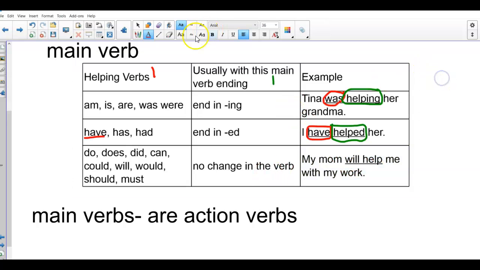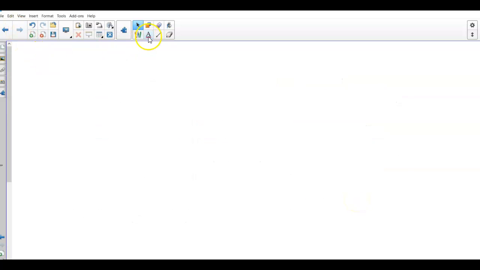So again, I'm going to go and get my marker. My helping verb is will. My main verb is help. Okay? So keeping in mind, you have helping verbs, which are kind of very similar to the linking verbs that we learned the other day. You have a main verb, which is like an action verb, which we also learned the other day. And depending on whatever ending that action verb or main verb has, that's going to tell you which helping verb to use.